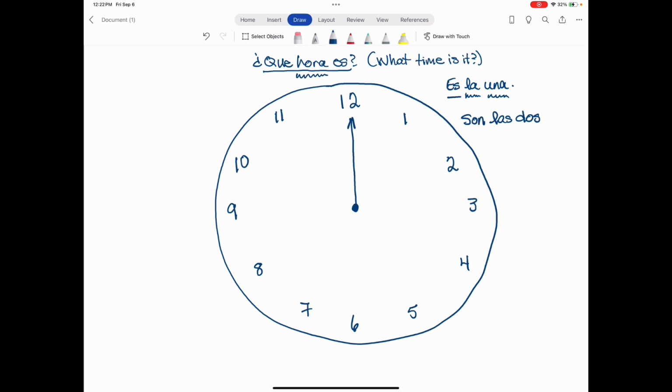Now let's do another time. ¿Qué hora es? Now it is 3 o'clock or 3 hours. Son las tres. Okay, so you can see that es in example number 1 up here at the top is singular to match la una. In the next 2 examples, we use the verb son because the hour is more than 1. Son las dos, son las tres.